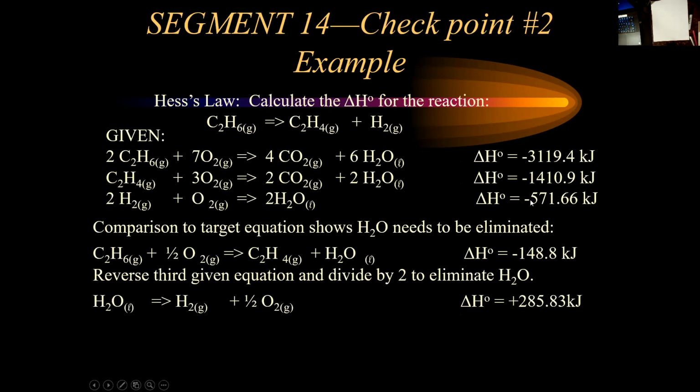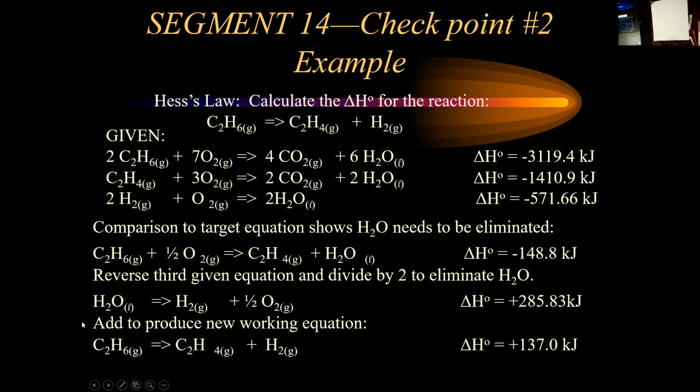So I want to turn that around. That'll change the sign to positive. Divided by 2, that makes it 285. Now when I add them two together, the waters cancel and the half O2s cancel, and I'm left with this as my new working equation. But since this now is the same as the target, then the heat flow for the target equation is what I got by Hess's law for the heat flow for the reaction, plus 137.